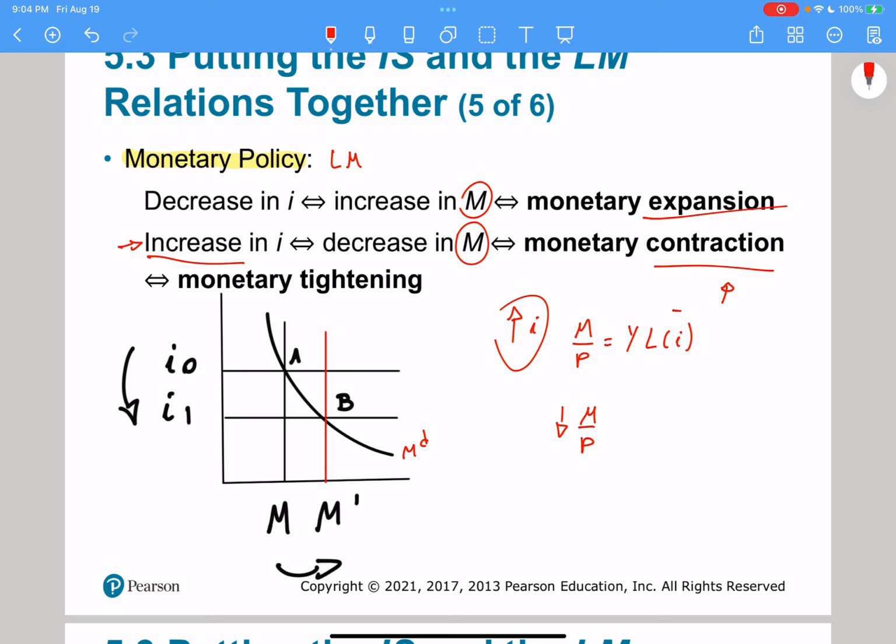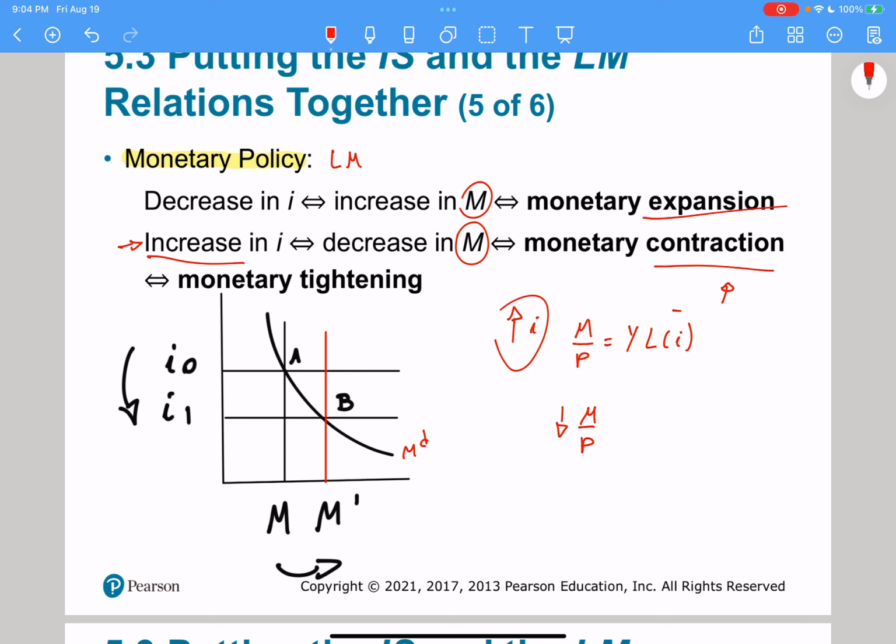In I naught, we have the equilibrium, which is the point A, defining I naught and M. When you have a reduction of the interest rate, when the interest rate goes from I naught to I1, you don't change the money demand. This is given. And what's happening? You have a lower level of the interest rate. How is this adjusted?